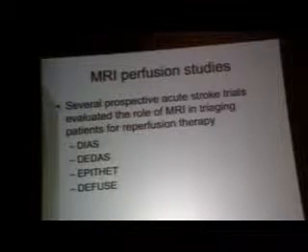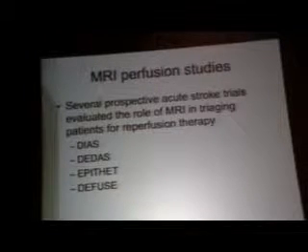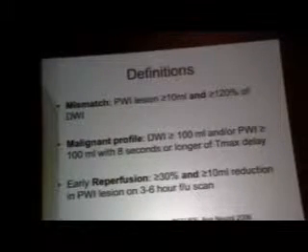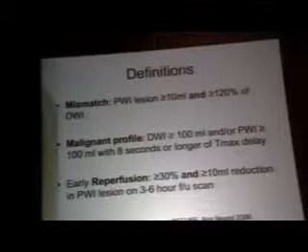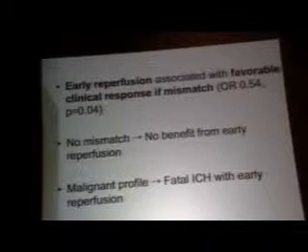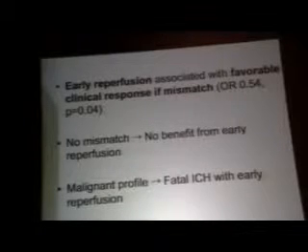Dr. Davis nicely presented to us yesterday a series of MRI perfusion studies that have been performed lately. Several definitions have emerged from these studies. Basically, perfusion-related lesions are defined as greater than 120% of the diffusion lesion. Malignant profiles have been defined, as well as early reperfusion definitions. In general, early reperfusion is associated with a favorable clinical response, meaning a dramatic decrease in the NIH scale by 8 points, if there is presence of a mismatch.